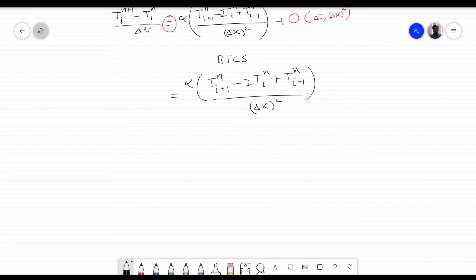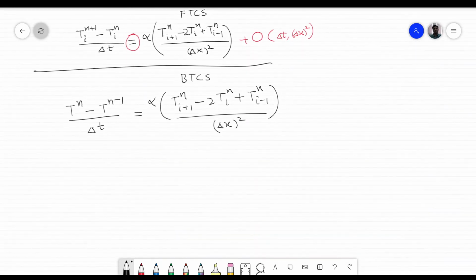and here this is backward, so it becomes T n minus 1 by delta t. Or if you add 1 to n everywhere, because it doesn't matter, you can write T n plus 1 minus T n equal to alpha times the right hand side with T n plus 1. So that is same as this if you add 1 to n everywhere. Okay, and this is also order delta t, delta x square.